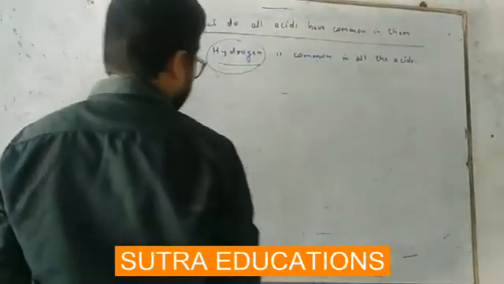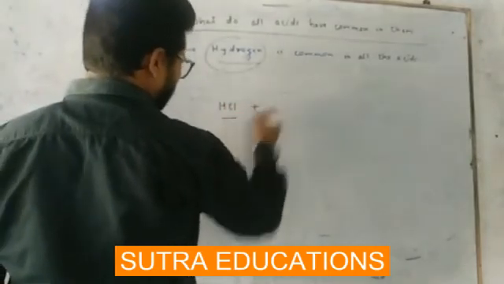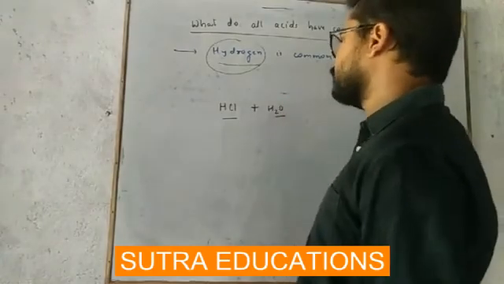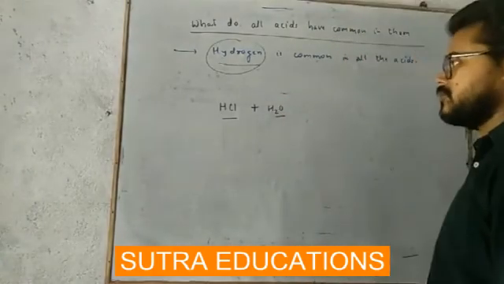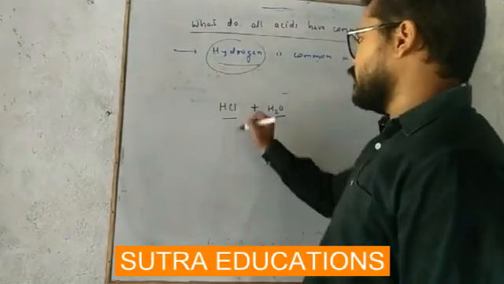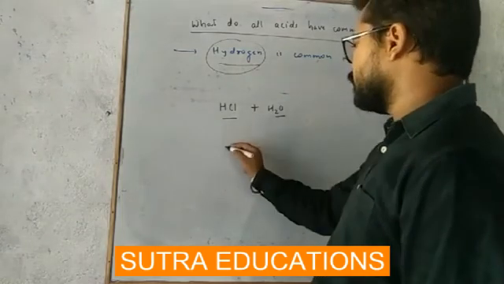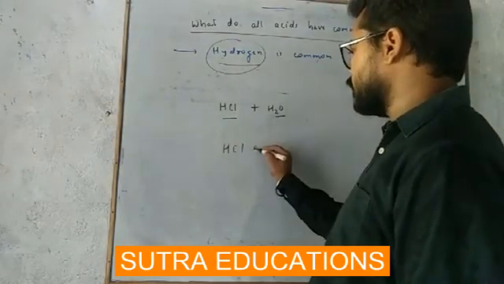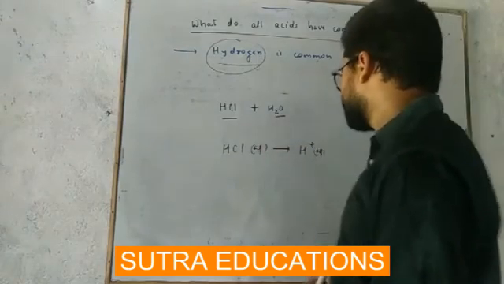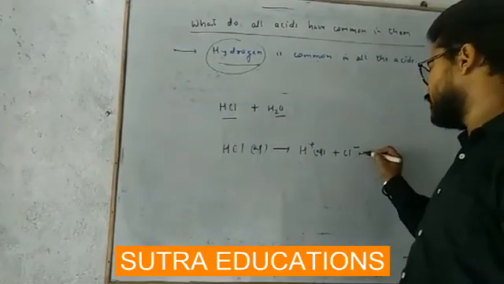Say it is HCl plus H2O. Okay, HCl plus H2O. Then I told you when HCl is dissolved in water, then this HCl, aqueous, breaks as H plus aqueous plus Cl minus aqueous. I told you.